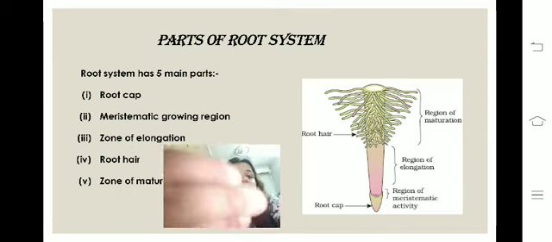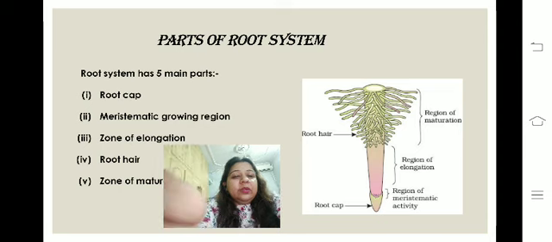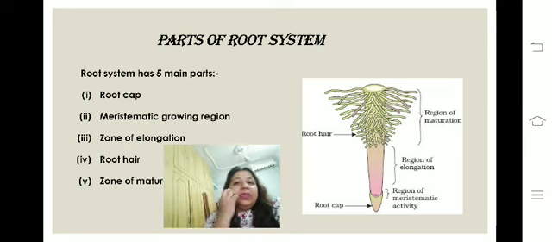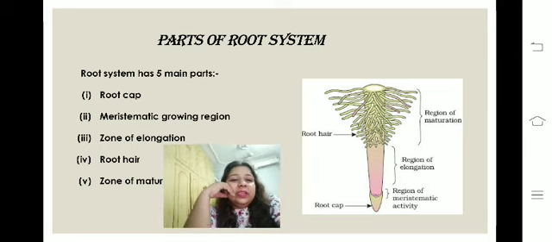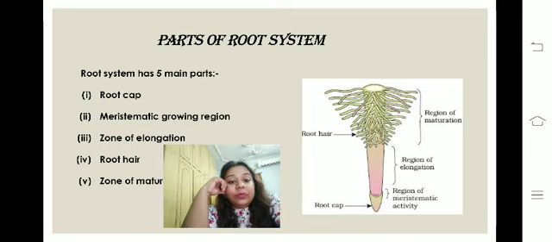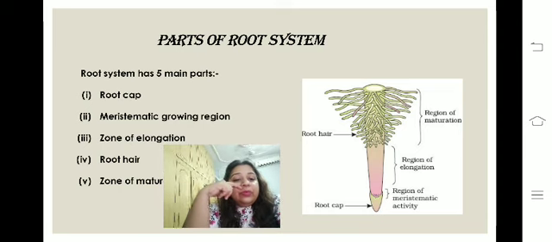So the fourth part of the root system is your root hair. Now what is happening in the root hair? Root hair is characterized by the elongation of epidermal cells forming unicellular root hair.